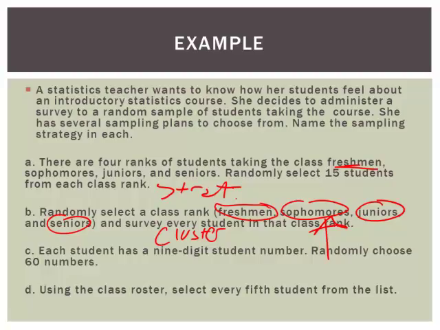Okay, part C. Each student has a 9-digit number. Randomly choose 60 numbers. Random sample, right? Let's abbreviate that. Random sample. And using the class roster, every 5th student from the list. Hopefully that's easy. That's probably the easiest one. Systematic.